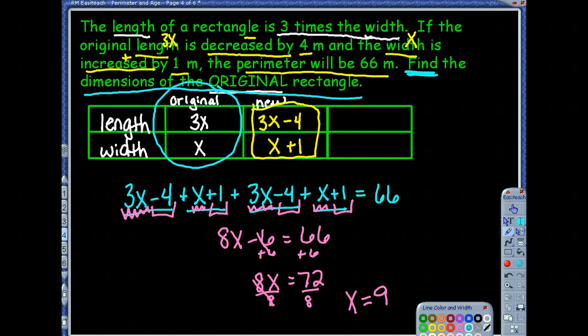That's what I want my answer to be. So I know what x is. X was referring to the original width. So our original width was 9 meters. And our original length was 3 times 9, so 27 meters. Again, notice that that answer column does not come from our new information. That's not what they asked for. Really look to see what they ask you to find. Find the dimensions of the original rectangle. So I'm going back to that original information to be able to come up with those answers.